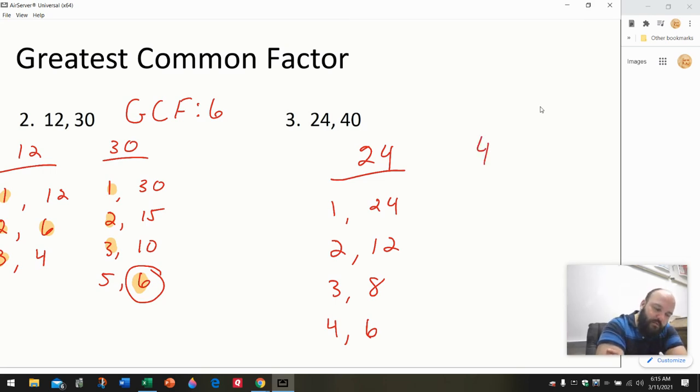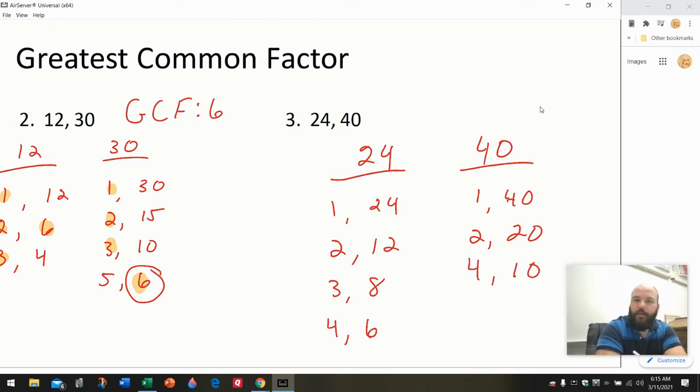We will do the same thing with 40. 1 and 40. 2 and 20. 3 will not go into 40. 3 times 13 would be 39, and 3 times 14 would be 42. So it will not go in. 4 will, though. 4 times 10 is 40. 5 will, because it ends in a 0.